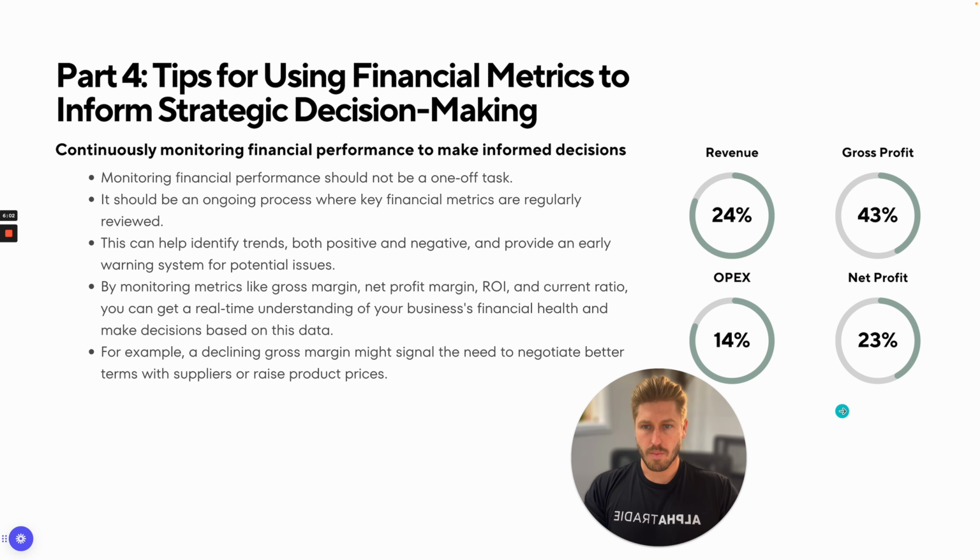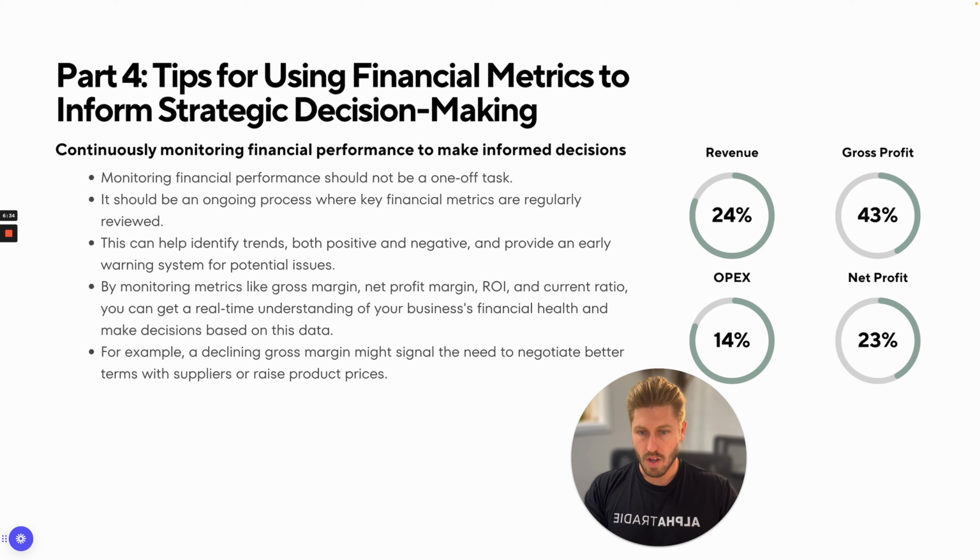Now, continuously monitoring your financial performance and making informed decisions. It's important to monitor financial performance, and it's not supposed to be a one-off task. It should be an ongoing process where key financial metrics are regularly reviewed. This can help identify trends, both positive and negative, and provide an early warning system for potential issues as well. By monitoring metrics like gross profit margin, net profit margin, return on investment, current ratio, you get a real-time understanding of your business's financial health and make decisions based on this data.